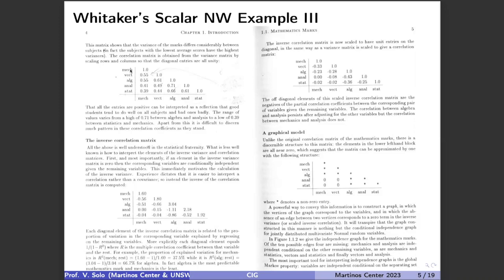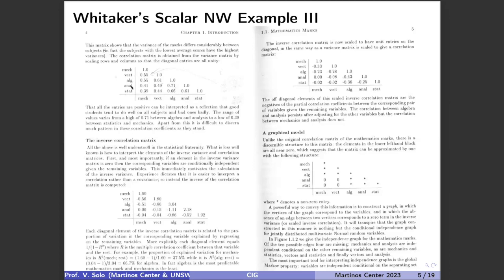So the way to do that, you regress mechanics on the other three variables you're worried about, vectors, algebra, and stat, get some residuals. You regress analysis on those other three, get some residuals. Those two sets of residuals now represent those variables with the effect of the others adjusted for. You now correlate those two things. That gives you a partial correlation, a measure of the direct association between those two variables, having adjusted for the effect of the others. So that gives you partial correlations.